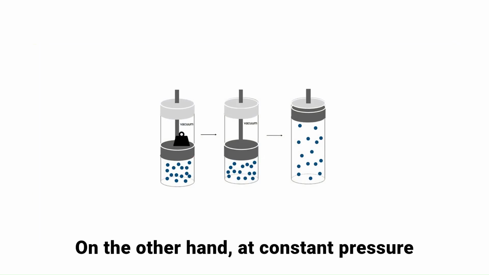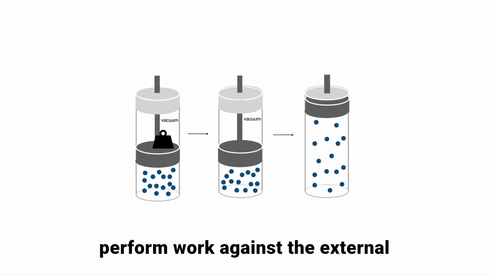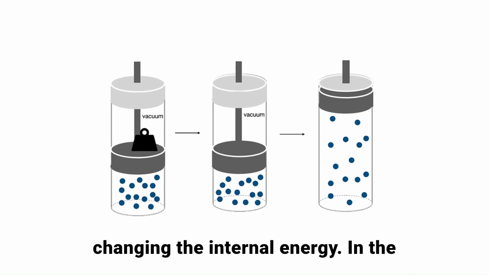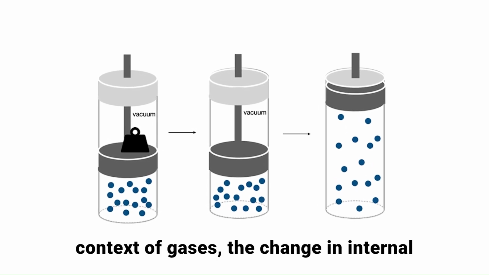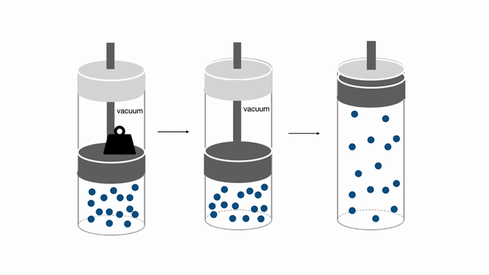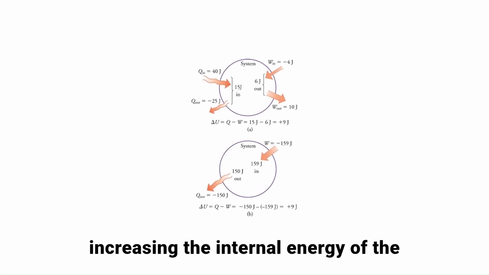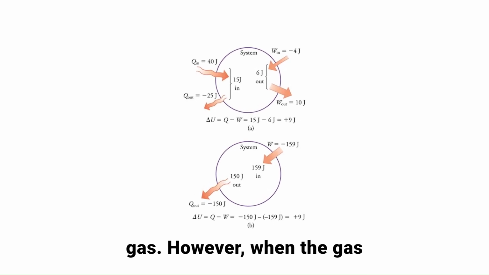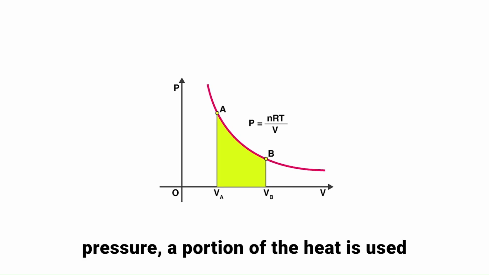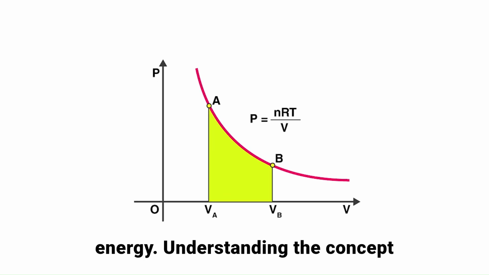On the other hand, at constant pressure, the system is allowed to expand, meaning that some of the heat supplied is used to perform work against the external pressure, while the rest contributes to changing the internal energy. In the context of gases, the change in internal energy is directly related to the heat capacity at constant volume. Since no work is done at constant volume, all the heat added goes into increasing the internal energy of the gas. However, when the gas expands or contracts at constant pressure, a portion of the heat is used to do work, and the remaining heat contributes to the change in internal energy.